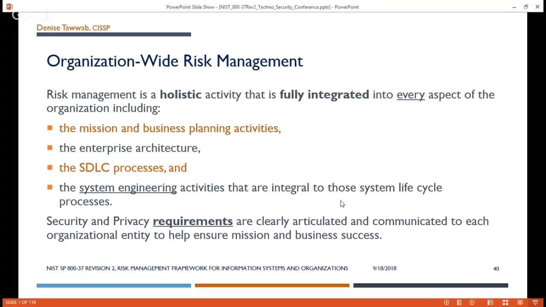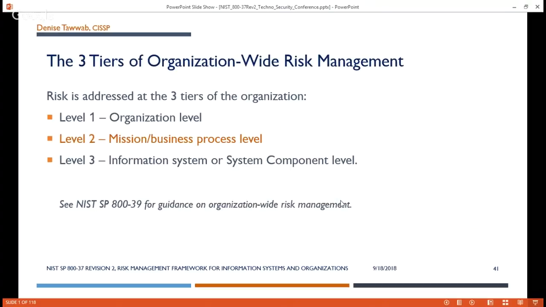Risk management is a holistic activity that if you fully integrate it into every aspect of your organization, you're going to hit the mission and business planning activities. It's going to impact enterprise architecture, SDLC processes, system engineering activities that are integral to those system lifecycle processes, and security and privacy requirements are clearly articulated and communicated to each organizational entity to help ensure success.